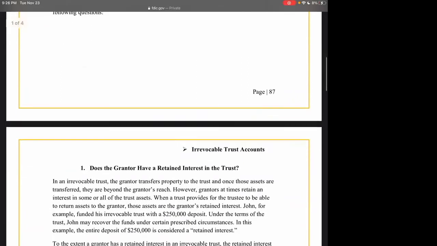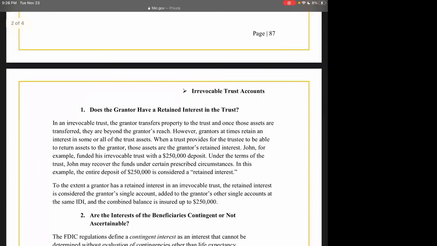An irrevocable trust, the grantor transfers property to the trust, and once those assets are transferred, they are beyond the grantor's reach. However, grantors at times retain an interest in some or all of the trust assets. When a trust provides for the trustee to be able to return assets to the grantor, those assets are the grantor's retained interest. John, for example, funded his irrevocable trust with a $250,000 deposit. Under the terms of the trust, John may recover the funds under certain prescribed circumstances. In this example, the entire $250,000 is considered a retained interest.